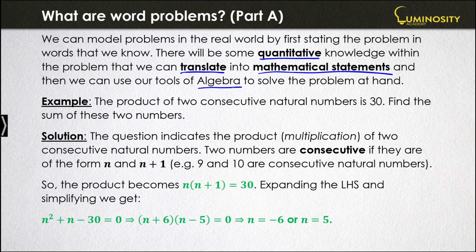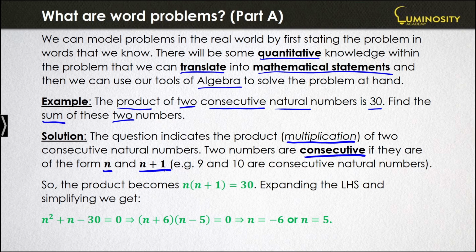The product, keyword, product of two consecutive natural numbers is 30. Find the sum of these two numbers. So let's break this down. The question indicates the product of two consecutive natural numbers. So product means multiplication. Two numbers are said to be consecutive if they are of the form n and n plus 1. So this is the algebraic representation of saying that two numbers are consecutive.